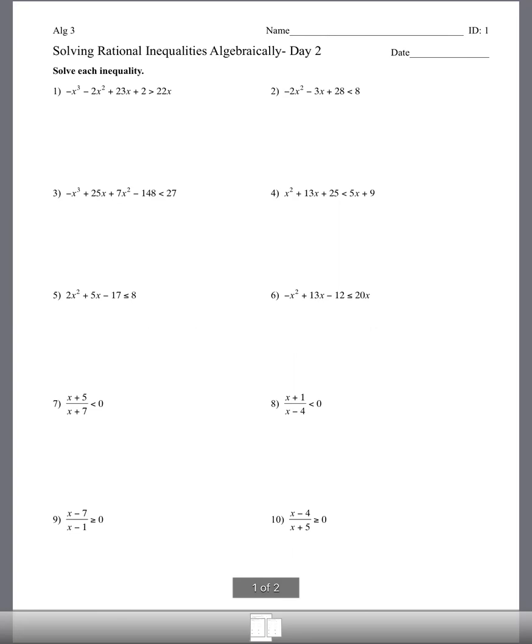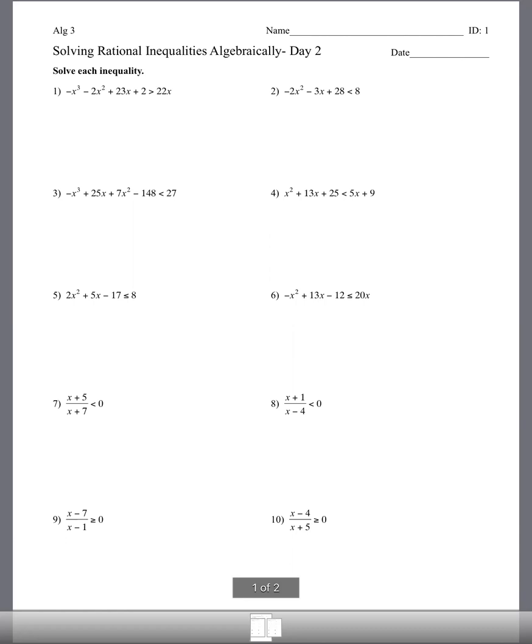And then if you look at the bottom, 7 through 10, now we have fractions. So fractions are going to work a little bit different. And these are easy fractions. So I'm going to work out a couple of these with you, and then tomorrow we're going to look at the nastier fractions. Okay, so let's go ahead and get started.